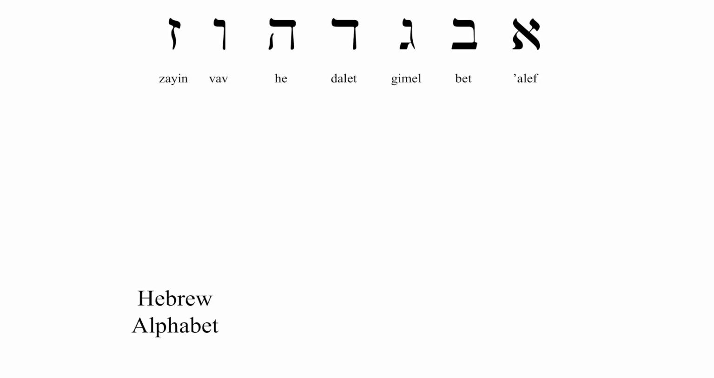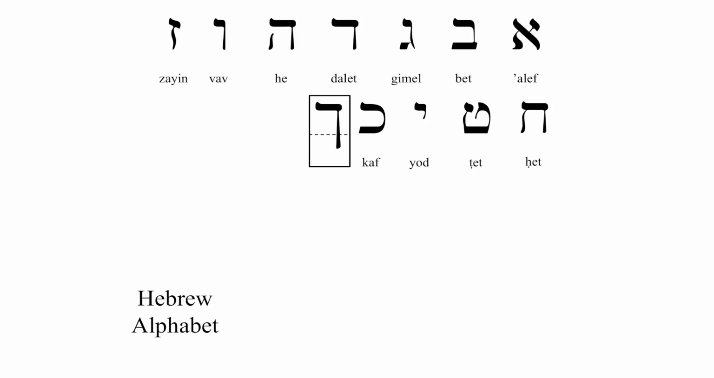Let's add another row of letters. Chet, Tet, Yod, Kaf, Lamed, and Mem. Once again, the sound of these letters is reflected by the first sound in the name of the letter that it has from its Paleo-Hebrew origins.